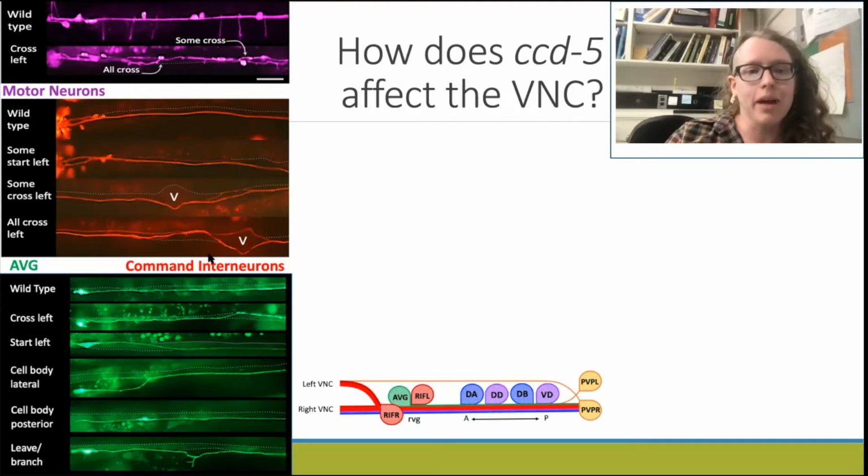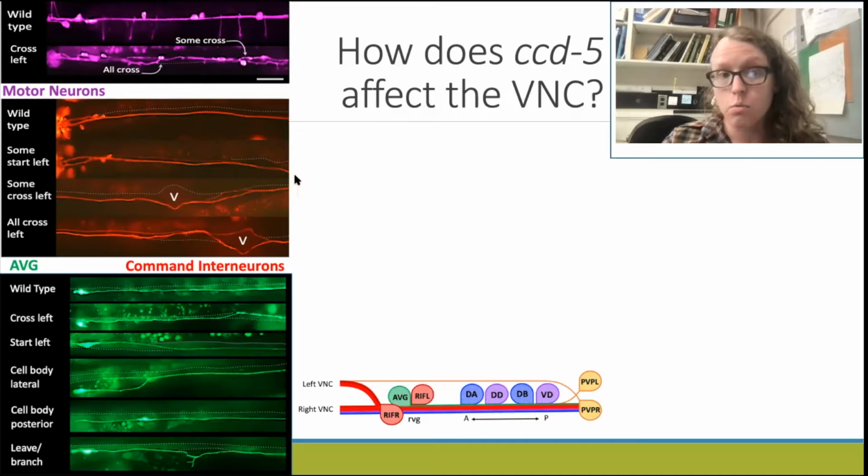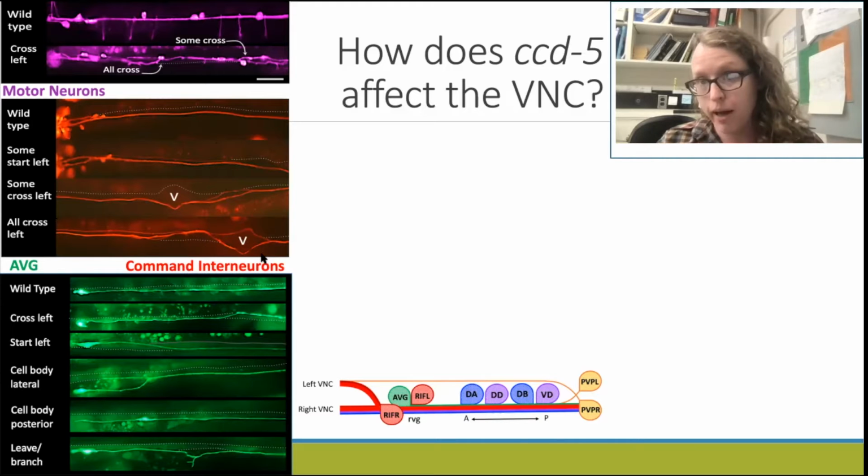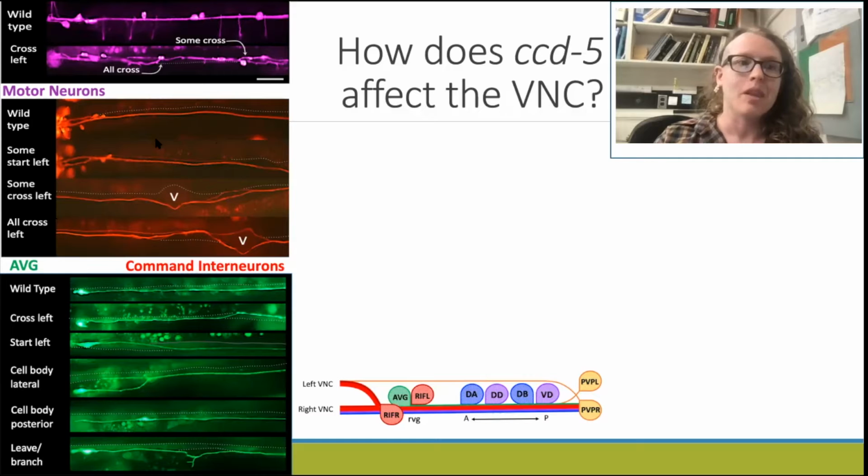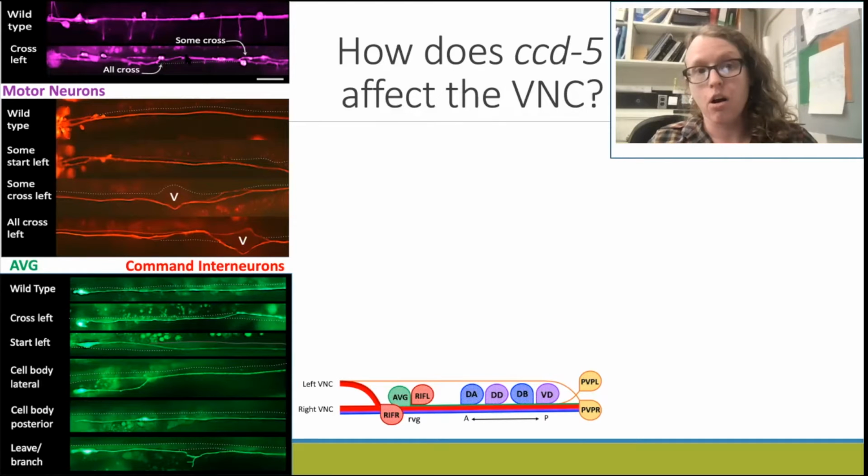When we're talking about command interneurons, we see another enthusiastically wide variety of defects. The ones that I want to highlight are some cross-left, where a subcategory of the command interneuron axons will cross the midline and then cross back. And all cross-left, where all of them will cross the midline and then come back. Or maybe some of them come back in this case. And of course, both of these things happen in motor neurons as well, where all can cross or some can cross.